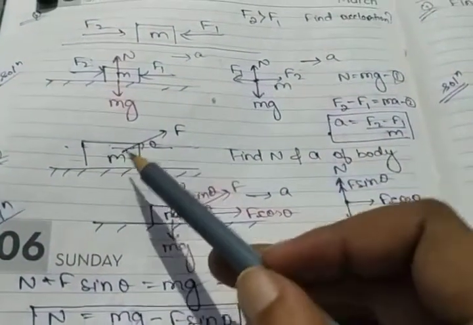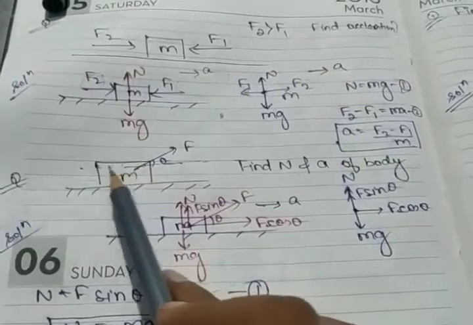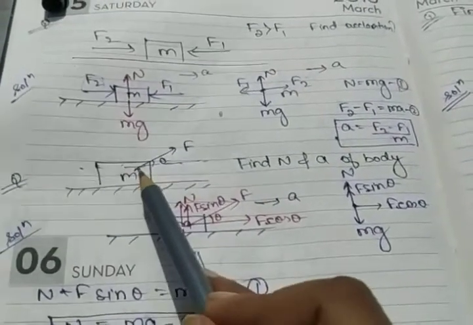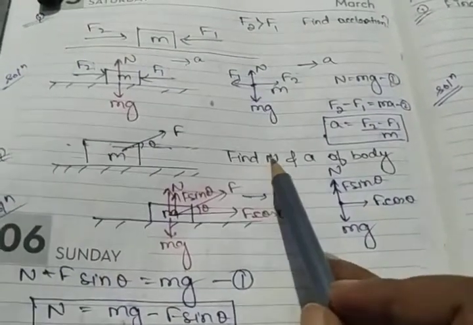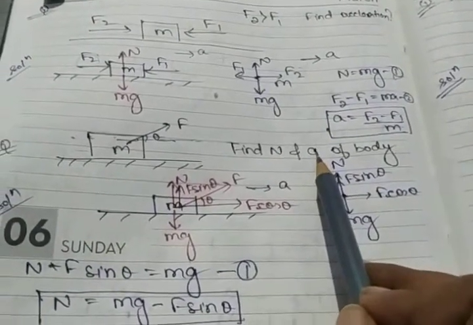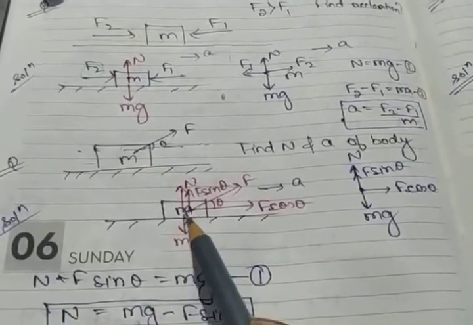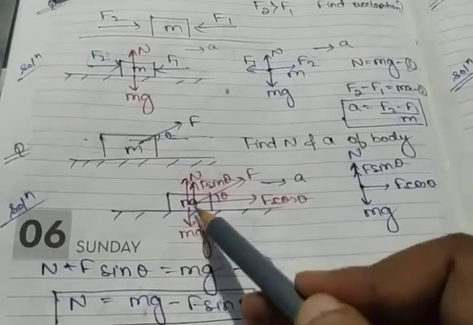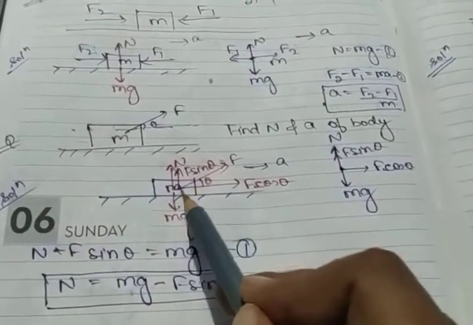Now let us consider the force which is acting at some angle. Suppose this is the horizontal, and from the horizontal it is making an angle theta. Now I want to find the normal reaction and the acceleration of the body. So let us see what forces are related to it. If the mass is m, then mg is pulling it downwards, normal reaction upwards, and this is the direction of force. Now I cannot solve it like this.